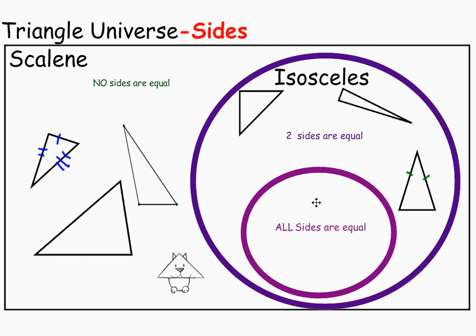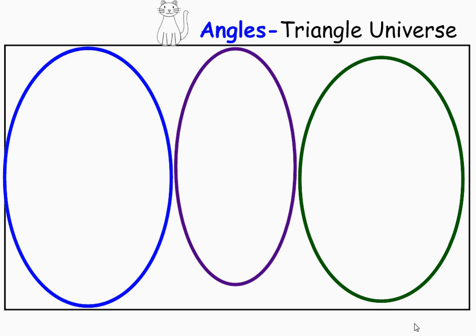Okay, within having two sides equal, we have the type that have all sides equal. And these are called equilateral. Remember yesterday I told you that lateral meant sides. So equa means equal, lateral sides, so all sides are equal. And those are triangles that look like this, where all our sides have the exact same measurement. Thank you, Giovanni, for your help. I appreciate it. And we will move on to the triangle universe of angles.